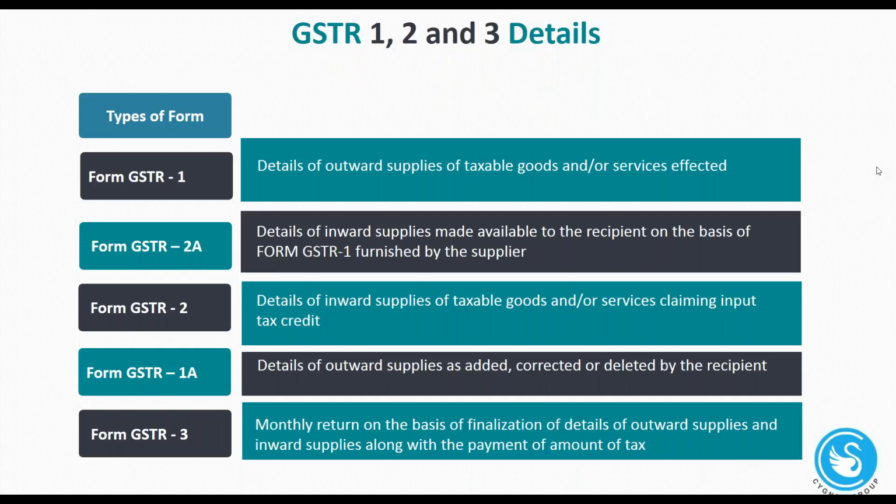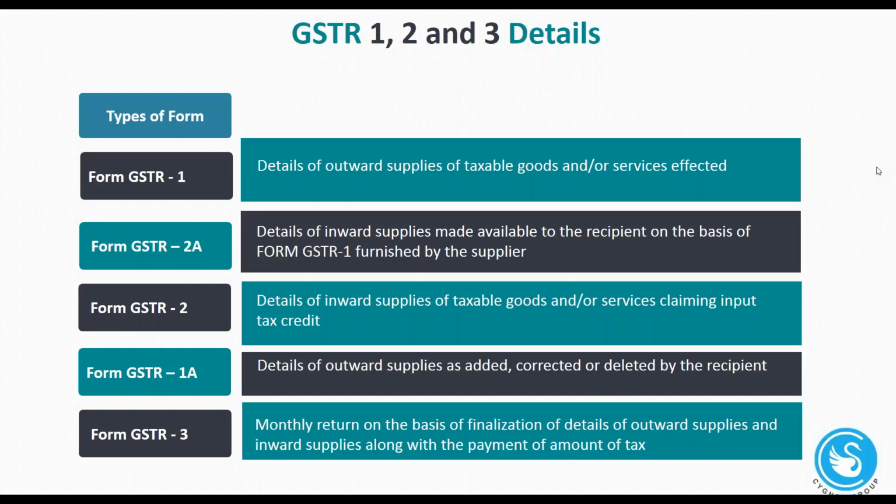Yeah, sure. These are certain forms which we need to submit to the GSTN as returns. GSTR1 is details of outward supply of taxable goods and or services. Whatever taxable goods or services we are supplying during the month, by 10th of the next month, we have to submit the outward supply details in a form known as GSTR1.